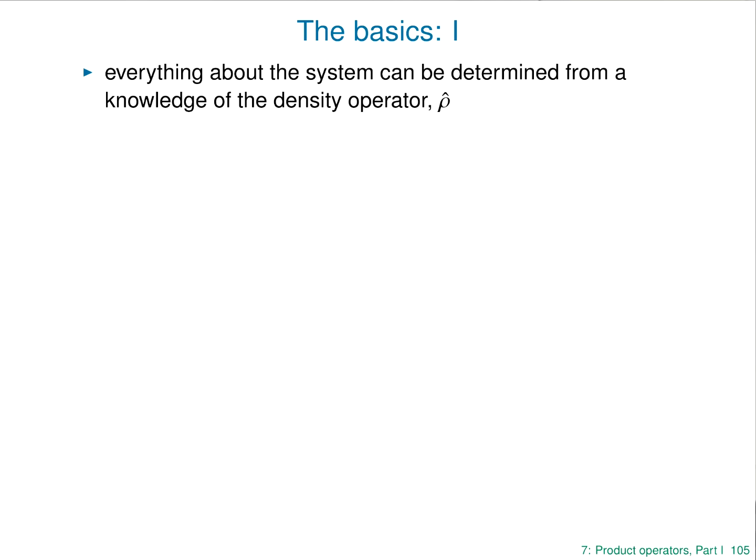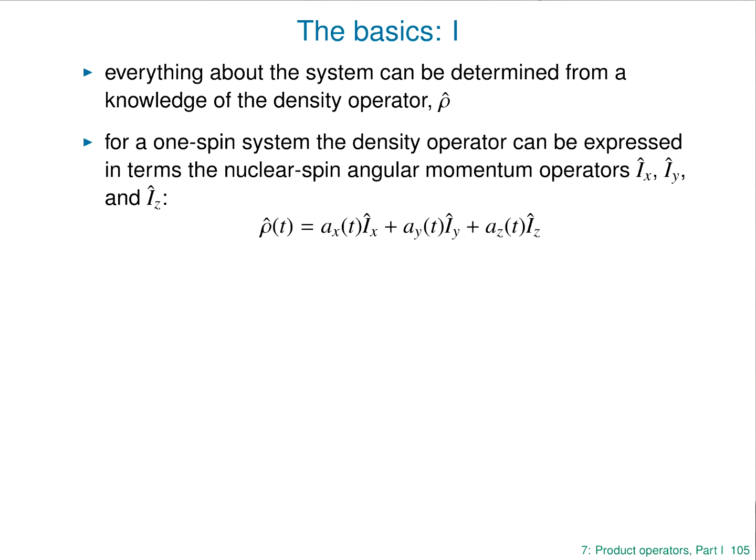I'm going to give it the symbol rho, and it has a hat on it to remind you that it's an operator. So calculation of the density operator is tantamount to calculating all of the possible properties of the system. So that's what we're going to do. For a one-spin system, you can always express the density operator as a linear combination of the operators Ix, Iy, and Iz. Now let's unpack that a little bit.